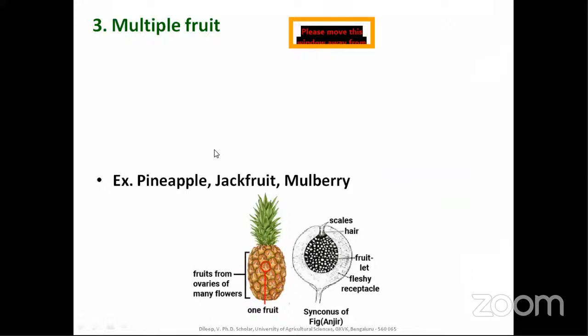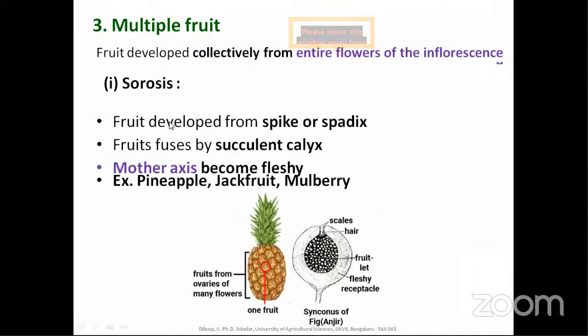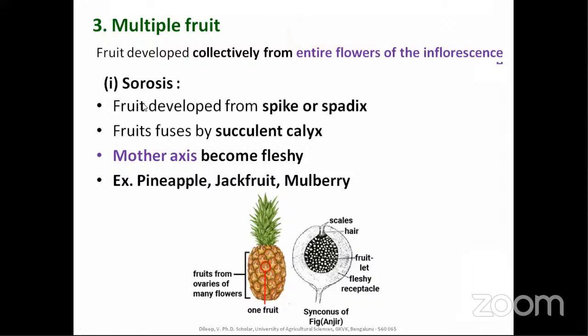So multiple fruit, as I said, is composed of many flowers in one inflorescence, collectively developed from the entire flowers of the inflorescence. It has two types, sorosis and syconus. We will be seeing those things. In sorosis, the fruit is developed from a spike or spadix. We know what a spike or spadix is, and when the inflorescence is like this, it is called a spike, and the fruit fuses by succulent calyx. So this is the one, succulent calyx. Calyx, you should remember, is the flower part, the outer covering.